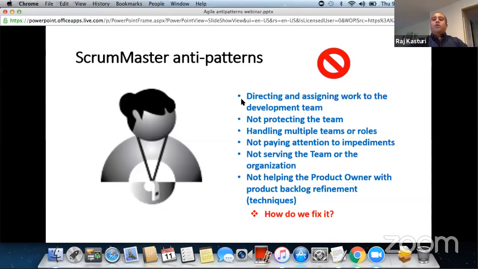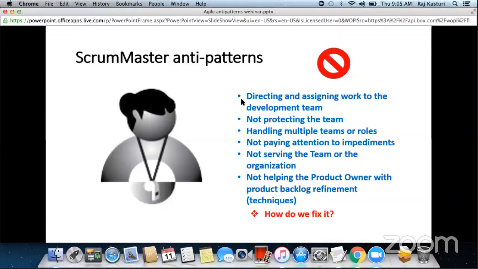So Ishan, do you want to post the poll for the Scrum Master question? Sure, I'll do that.